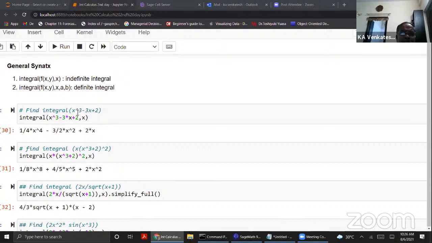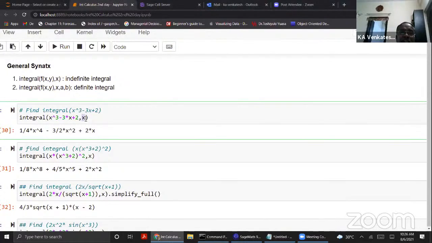Now you have the integral of x cube minus 3x plus 2. So just integral of x cube minus 3 times x plus 2 comma x. This x stands for integrating with respect to x. Sometimes it works without it also, but it is always better practice to specify integrating with respect to x. Once this is done, you can take many problems. The syntax is very simple: integral of f of x within braces comma x. It will give this result.